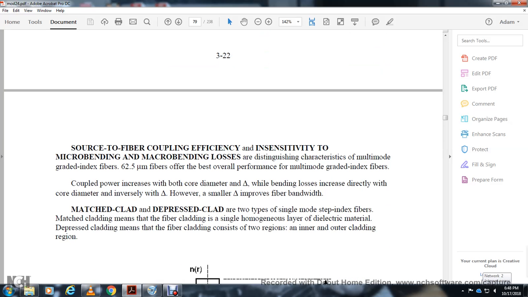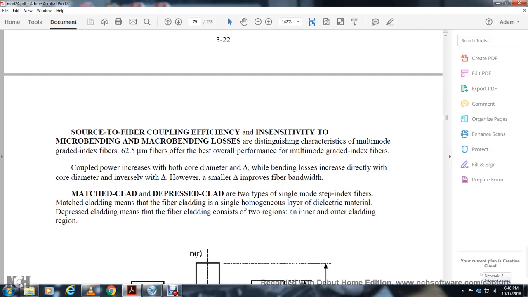Matched clad and depressed clad are two types of single mode step index fiber. Matched clad means the fiber cladding consists of a single homogeneous layer of dielectric material. Depressed clad means the fiber cladding consists of two regions, an inner cladding region and an outer cladding region.